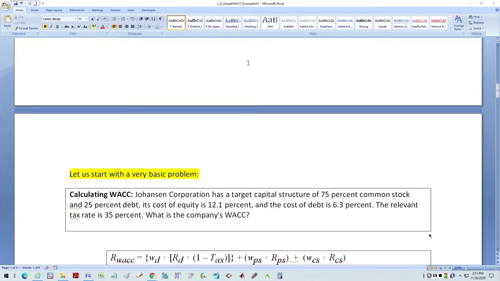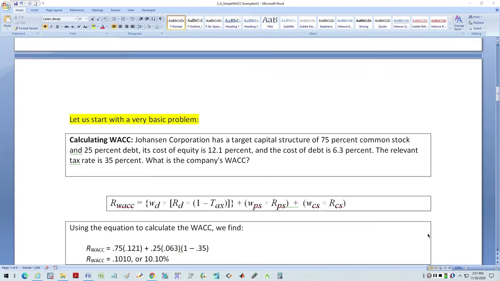So let's start with the most basic problem: calculating WACC. Johansson Corporation has a target capital structure of 75% common stock and 25% debt. Its cost of equity is 12.1% and the cost of debt is 6.3%. The relevant tax rate is 35%. What is the company's WACC?